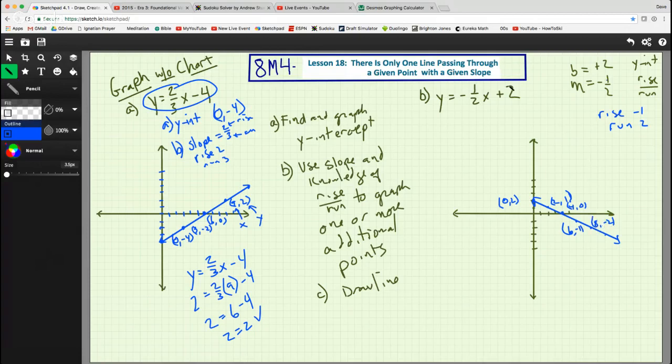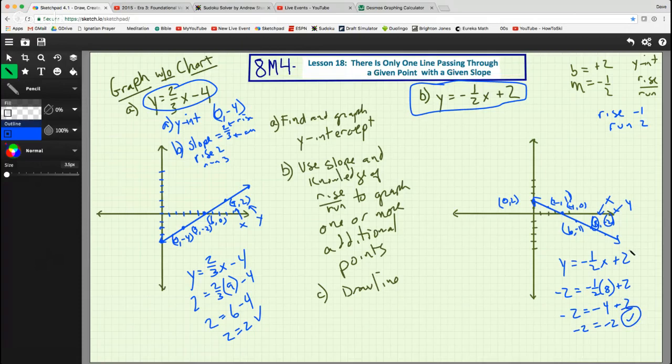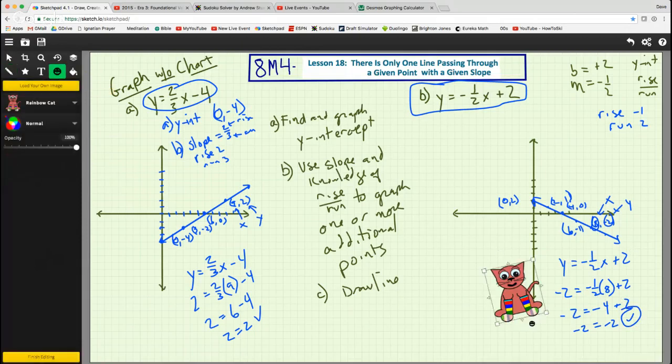And any of these points should satisfy this equation. Does anyone want to test it? We'll test it quickly with (8, -2). So we'll say y equals -1/2 x plus 2. Does -2 equal -1/2 of 8 plus 2? Putting our 8 in for x and our -2 in for y, we get, does -2 equal -4 plus 2? Does -2 equal -2? You betcha. Happy cat.